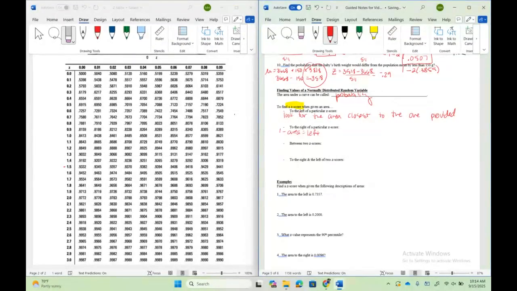If we're given an area between two z-scores, we're going to use a little formula. We're going to do 1 minus the area given and divide by 2, and this will give us our negative z-score. If we're given the area to the right and the left of two z-scores, we're going to do the area given, divide by 2, and this will give you a negative z-score. So we're going to look at some examples of what I mean by that above.